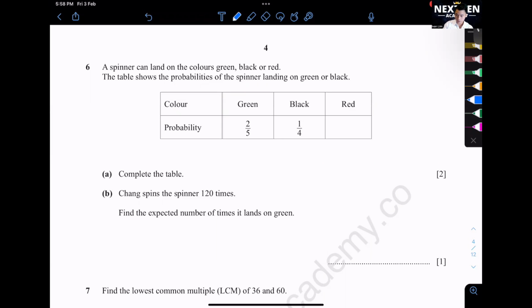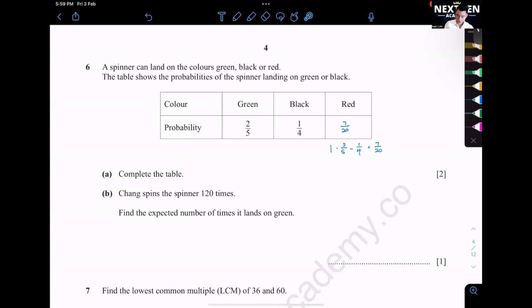So how do we calculate this one? We just take 1 minus 2/5 minus 1/4, because when all add up together, the probability will equal 1. And you will get 7/20. If you write 0.35 should be okay also. It's just that because they already expressed it in fraction, I just want to keep it consistent.